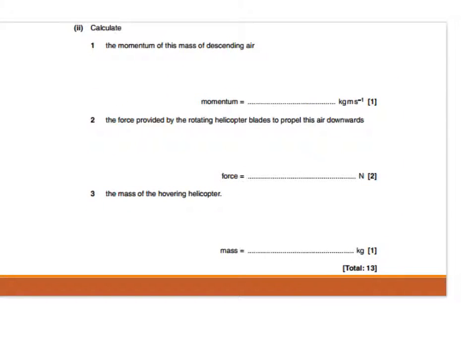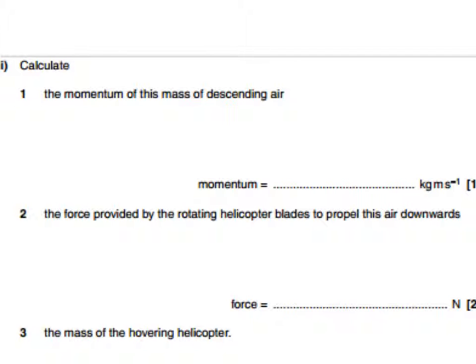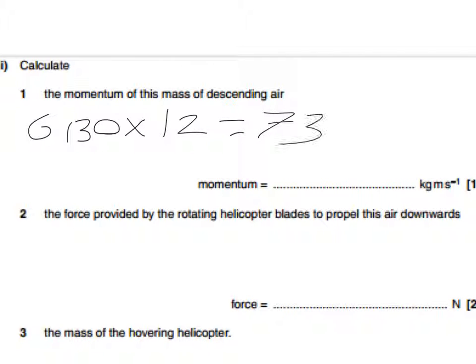Calculate the momentum of this mass of descending air. Well, that's nice and straightforward. Momentum is mass times velocity. We've just worked out the mass, 6,130, times by the velocity. From the previous slide, we know the velocity is 12 meters per second, so we're simply doing 6,130 times 12, which comes out as about 73,500 kilograms meters per second, which is an awful unit.